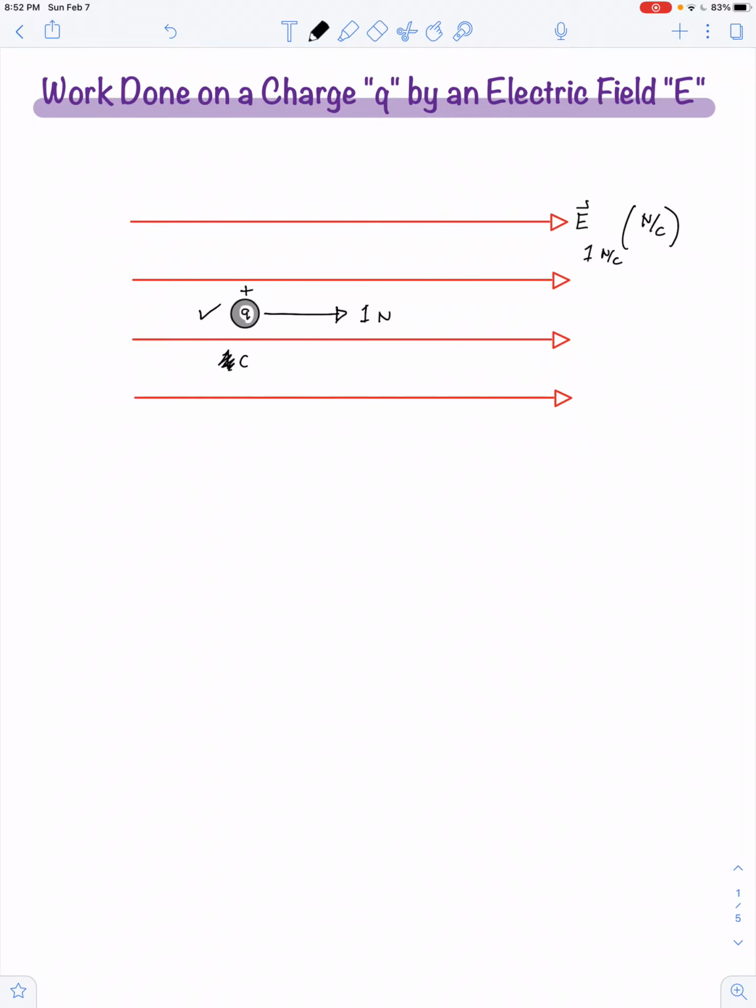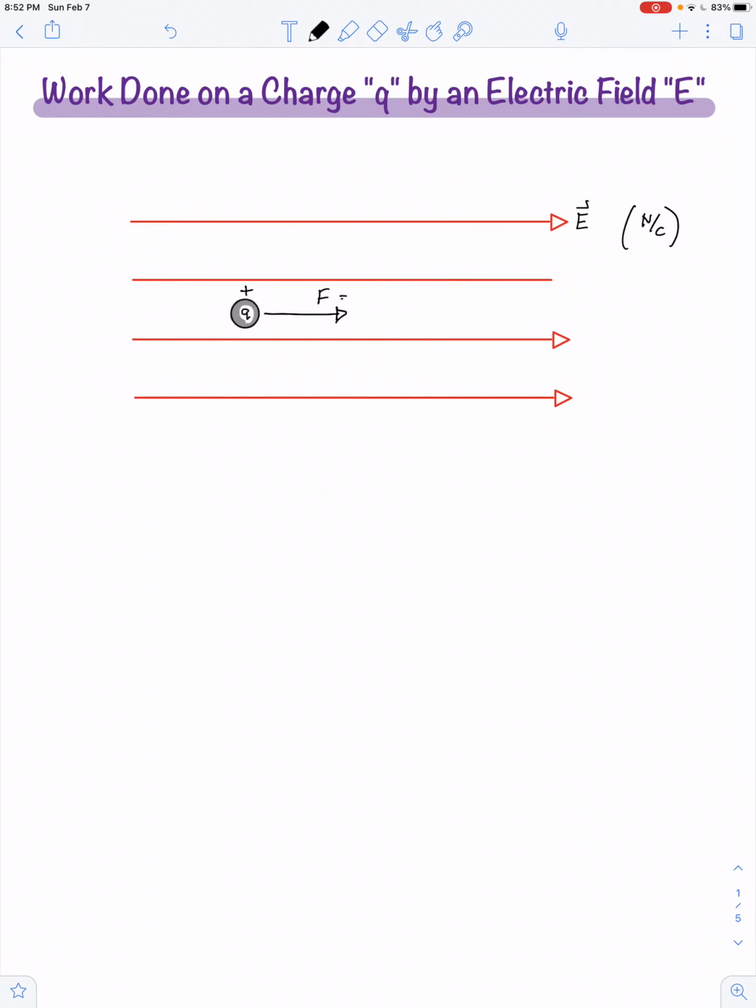Of course, if this were 2 coulombs of charge, but the electric field was still 1 newton per coulomb, then the force F would no longer be 1 newton, it would be 2 newtons. If the charge was 5 coulombs and the electric field was 2 newtons per coulomb, then yeah, you guessed it, the force would be 10 newtons. We don't need to give any exact numerical values here. The point is we can find the value of the electric force as long as we know the amount of charge and the strength of the electric field.